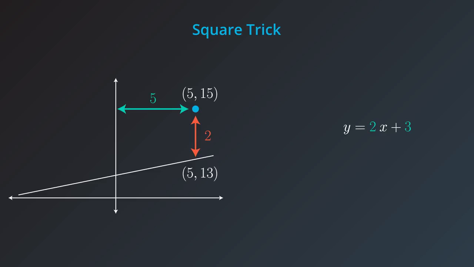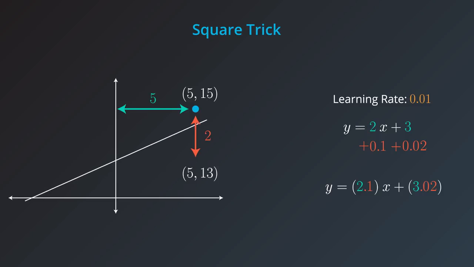Now to change things a bit, we'll use 0.01 as the learning rate. So with the absolute trick, we'd be adding 0.01 to the y-intercept and 0.05 to the slope. But now, as our new trick says, we multiply the two numbers we're adding to the slope and the y-intercept by 2, which means we're adding 0.1 to the slope and 0.02 to the y-intercept. So the equation of our new line is y equals 2.1x plus 3.02. Notice that that line is going to be closer to the point. So that's it. That's the square trick.